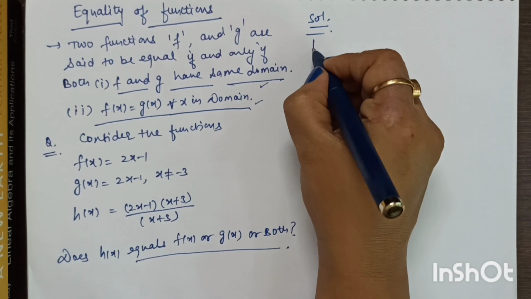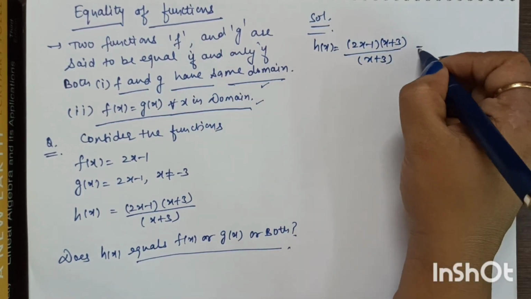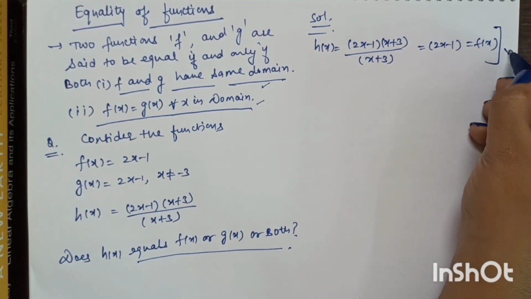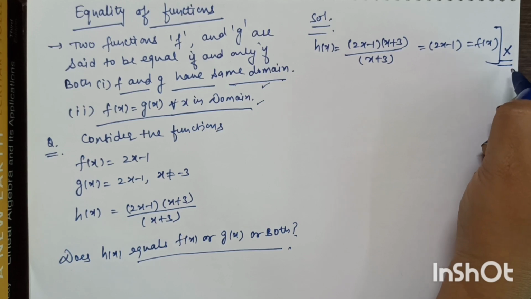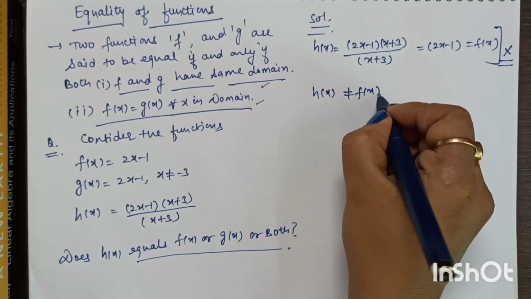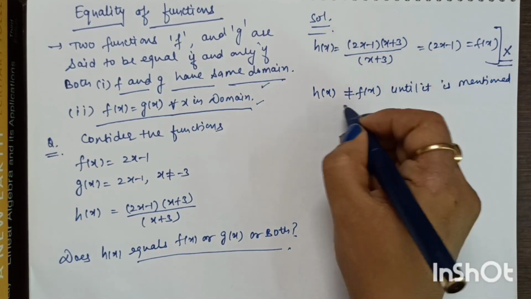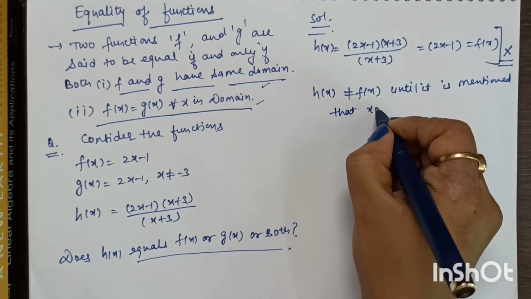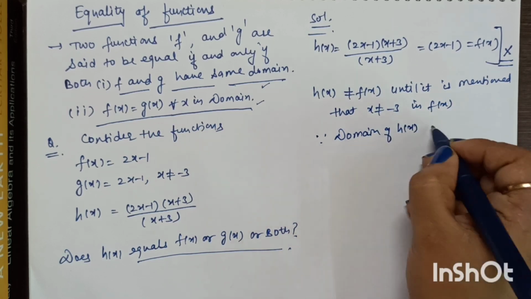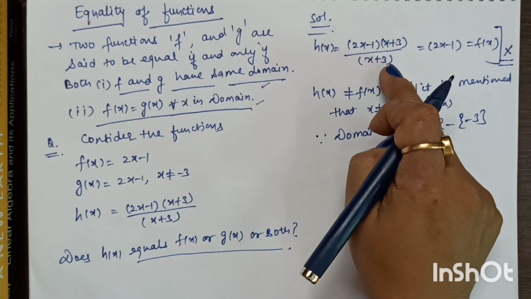In the solution, if you write h(x) equals (2x minus 1)(x plus 3) upon x plus 3, as I have discussed already, you cannot cancel the term which is 0. You can only cancel if it is non-zero. So you need to mention here that x cannot be minus 3 is the domain of h(x). The domain of h(x) is all real numbers with the exception of minus 3. So h(x) cannot be f(x) because f(x) is defined for all real numbers. There is no restriction of minus 3 in f(x). But in g(x), yes, there is a restriction of minus 3.